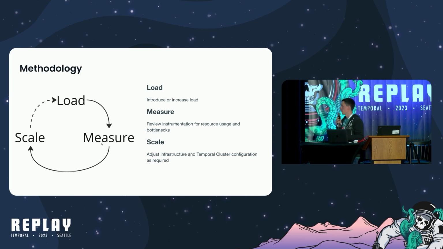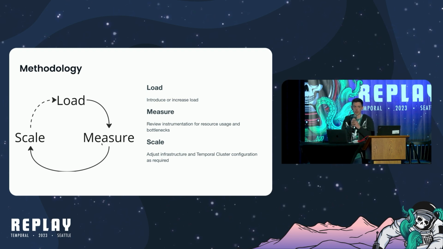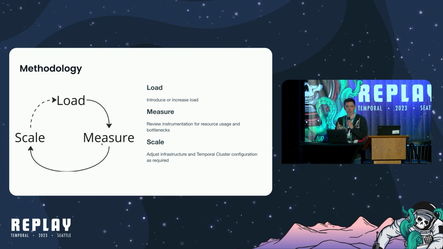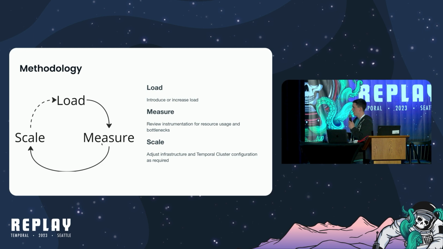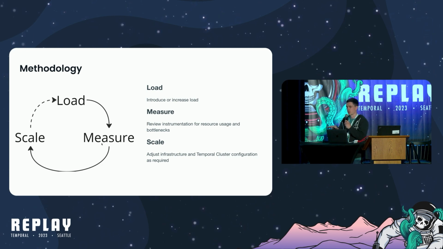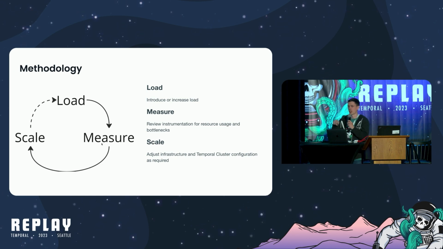So the process methodology that I think about when doing this kind of stuff is you're going to add some load to the system. So you're going to create some workflows. You're going to measure, so you can look at your instrumentation and see what's going on, if you can see any bottlenecks or anything that you need to react to. You're going to scale out to compensate for whatever bottlenecks you're seeing. And then you're going to measure again, and that's a cycle.